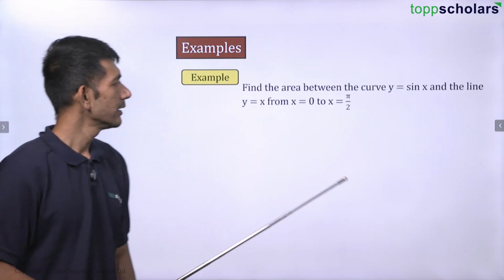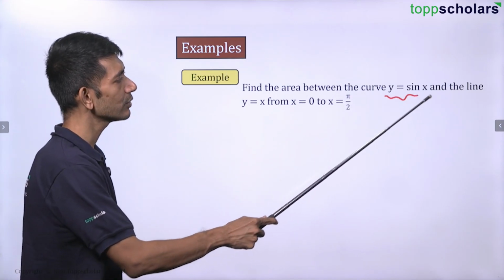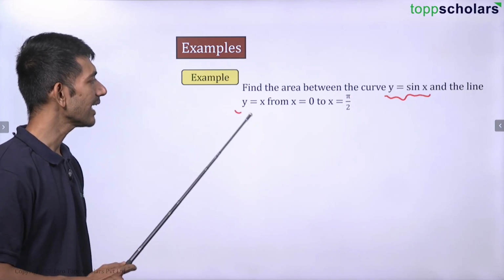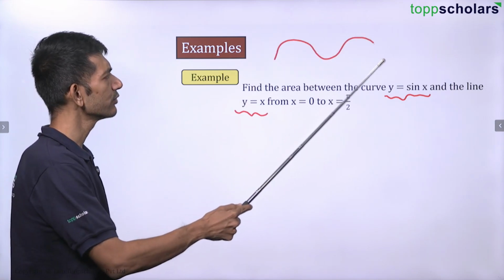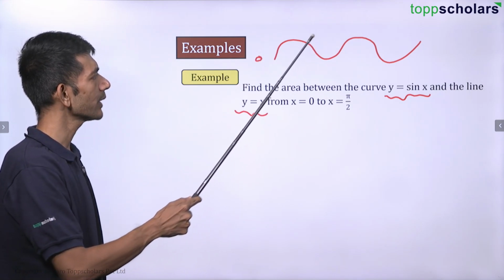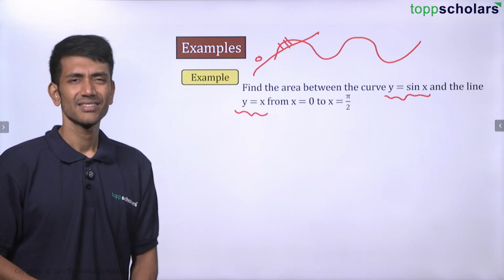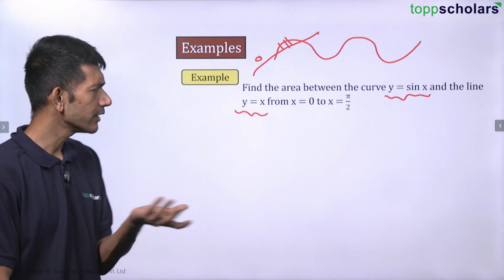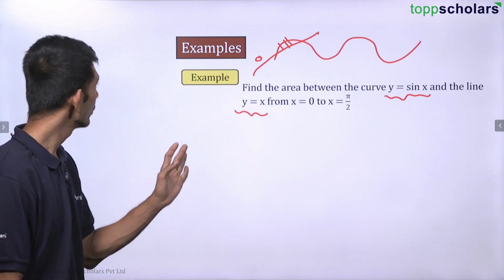Okay. Let us see an example now. Find the area between the curve y is equal to sine x and the line y is equal to x from 0 to pi by 2. As we know, sine x moves like this. Suppose I take this as 0, and y is equal to x is like this. So definitely we need to find out this area. This is just the visualization part, which is not needed. Even if you are not able to visualize it, which is absolutely okay, you can directly solve it. So no need to worry.